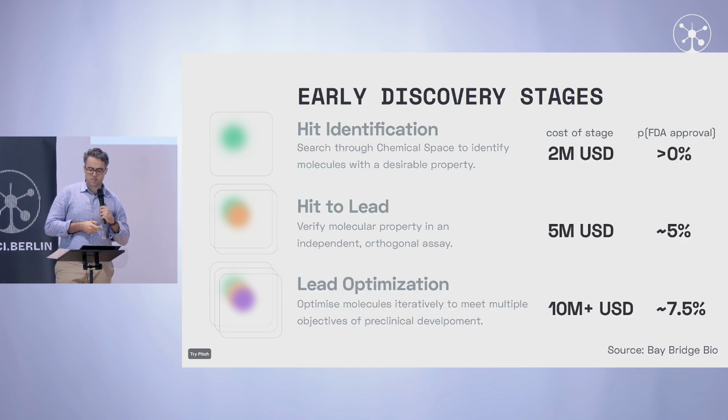And there's a pretty good source for this, for open source models at Bio that do a really good job at aggregating a lot of information on the likelihoods of success and costs of individual project stages in biotech.